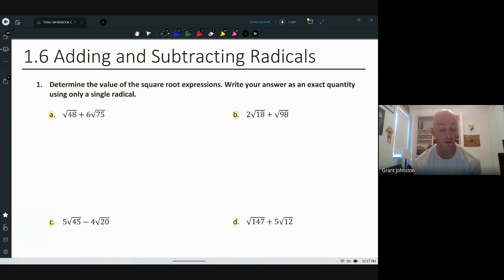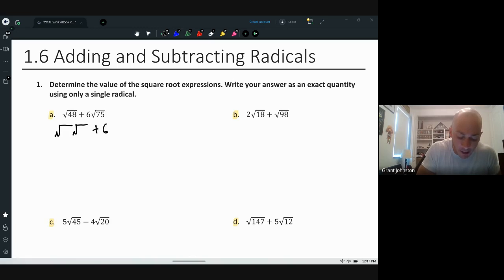Adding and subtracting radicals. Number 1 says, determine the value of the square root expressions. Write your answer as an exact quantity using only a single radical. We're able to add them together. Let me just jump right into it and you'll see what I mean. Let's first simplify the square root of 48.